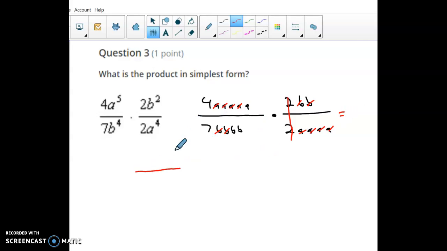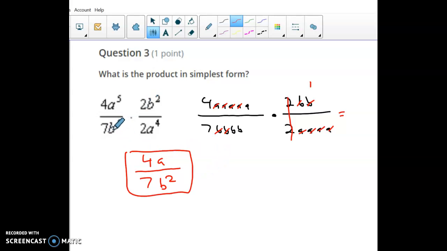So up top, there's just a 4 and an a. This is now just like a 1 up here. And then the other one, we have a 7 in the denominator and 2 b's left, so that's going to be b squared. So our answer is 4 times a over b squared.